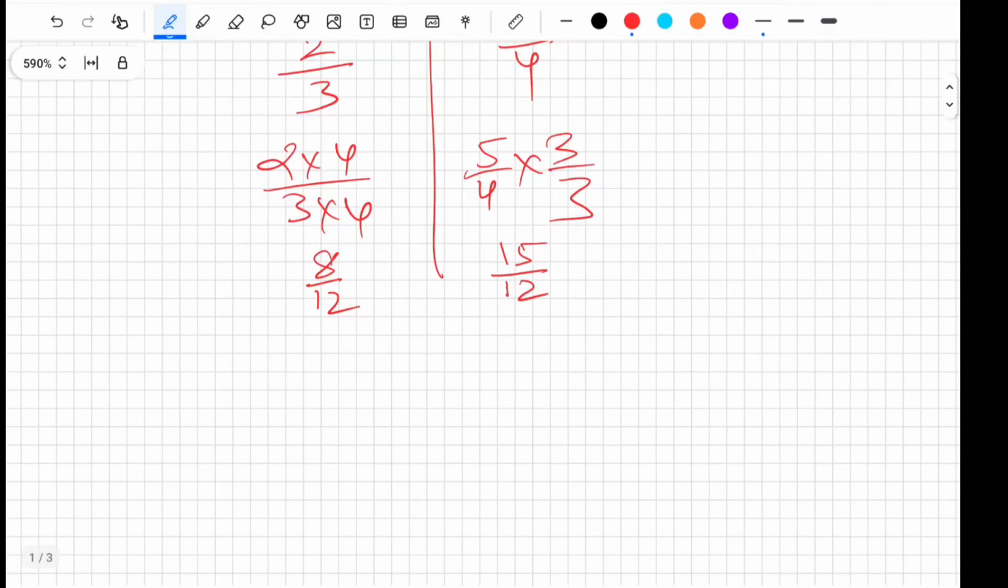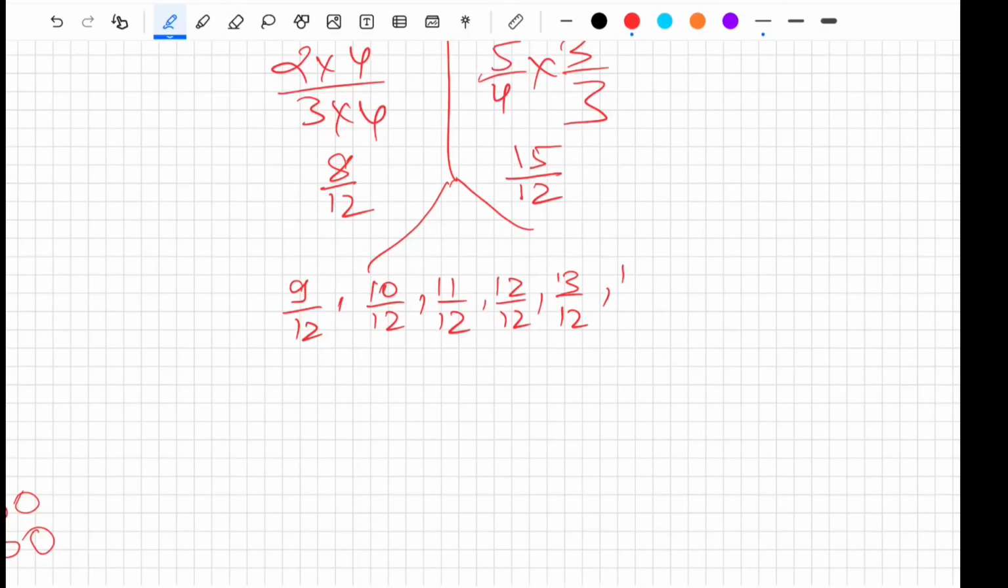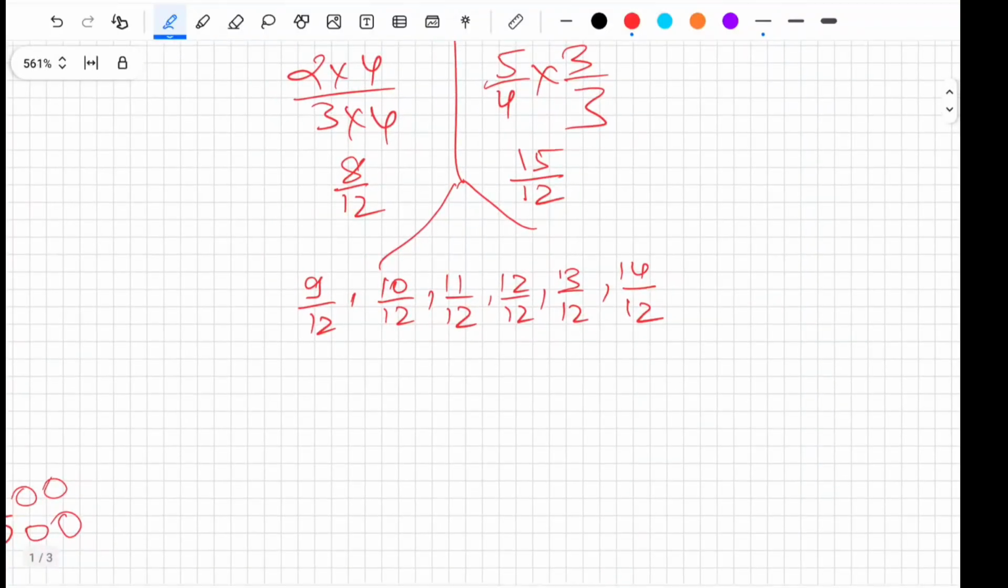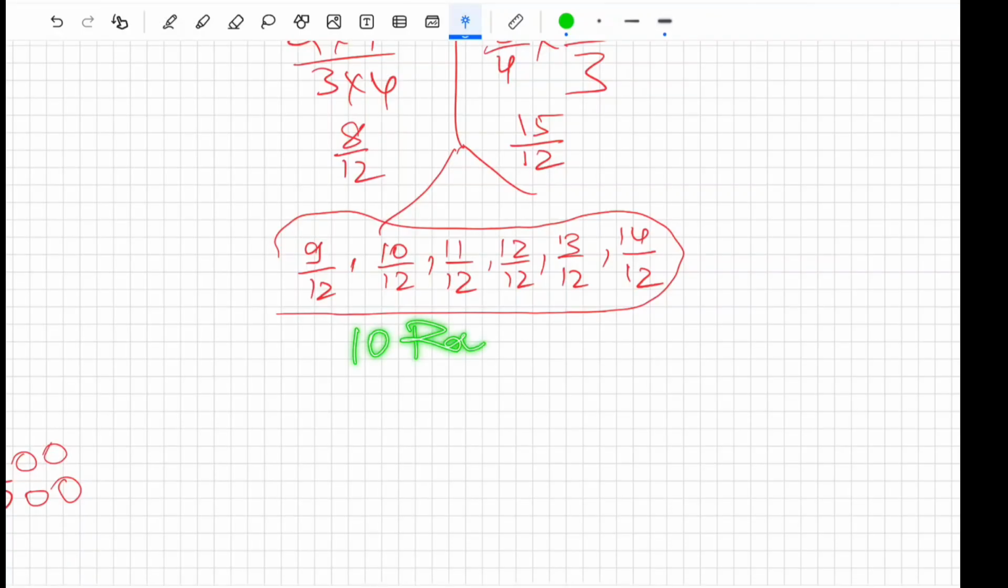So we can see that here we can also get values like 9 by 12, 10 by 12, 11 by 12, 12 by 12, 13 by 12, and 14 by 12. So we can get this many numbers. But what if someone is asking about 10 rational numbers?